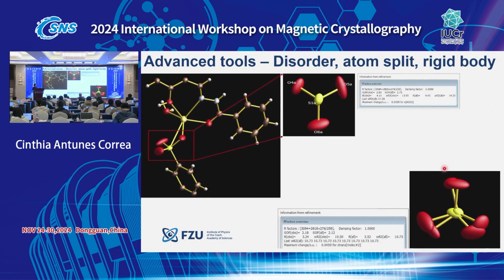If you have disordered structures, you can also split the disordered atoms based on the ADPs of these atoms, and then you can generate rigid bodies and refine it. This helps a lot when you don't have good enough data. And you still keep your molecule, so it still keeps the chemical sense.